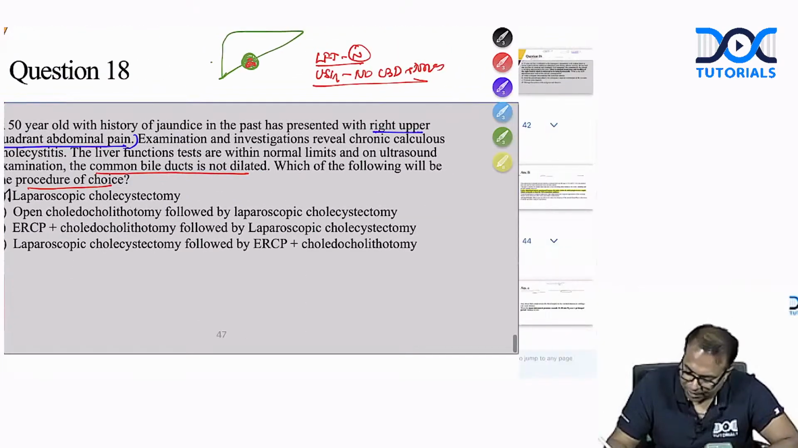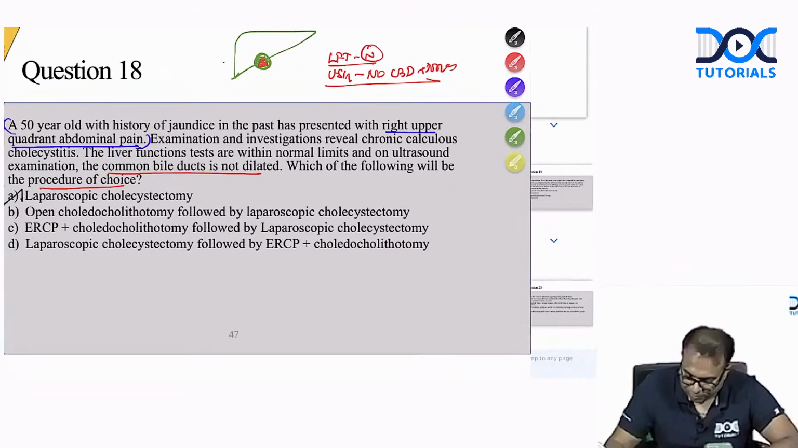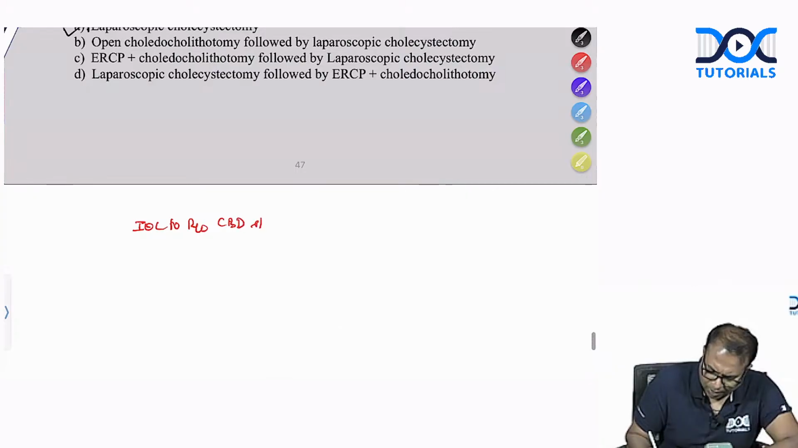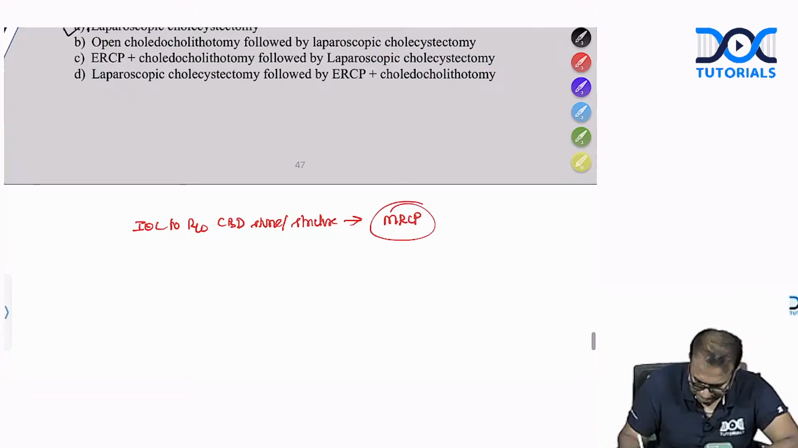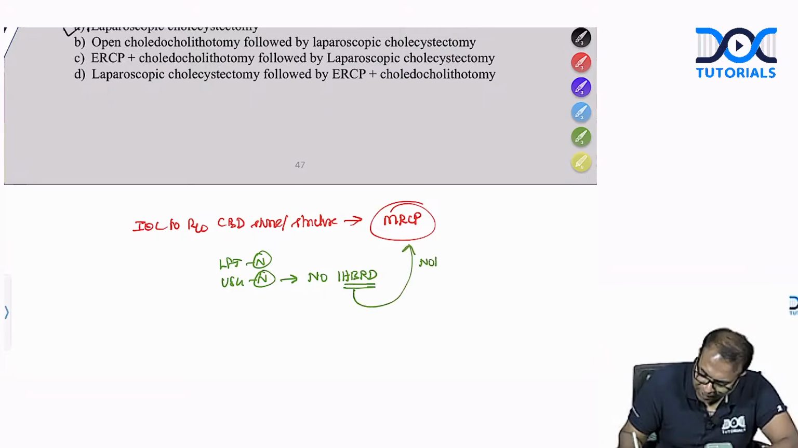Don't forget, the concept here is, if you want to rule out any presence of CBD stone or stricture, what is the investigation of choice? Answer is MRCP. MRCP should be done. But since LFT is normal here, ultrasound is normal, and ultrasound shows no intrahepatic biliary radical dilatation, no need of MRCP, not needed.